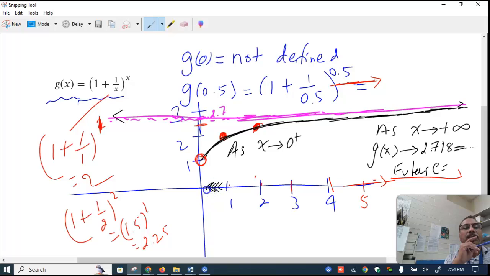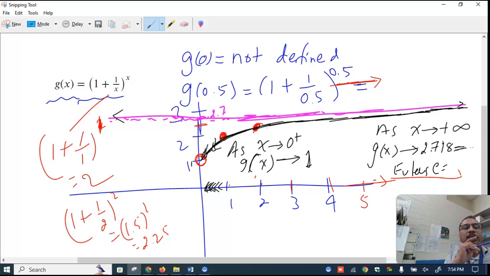So as x approaches very close, you can see these outputs are almost closing in on 1. That means g of x approaches 1. That's it. So this is the understanding.